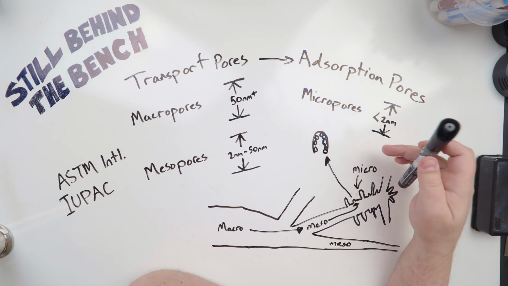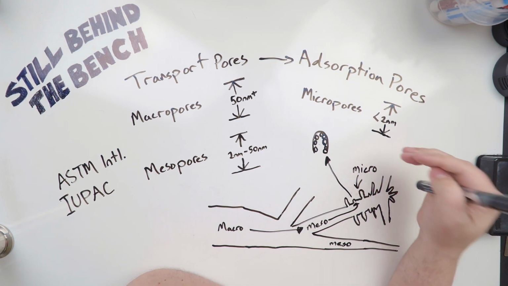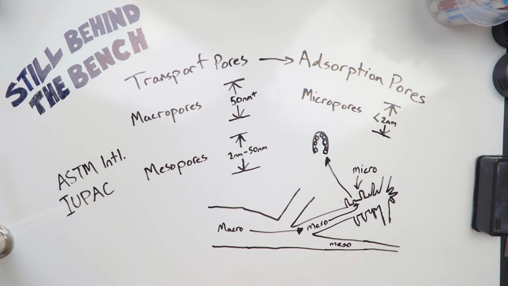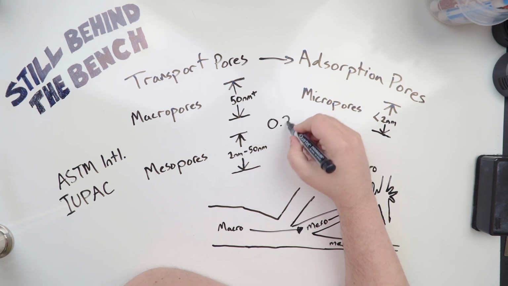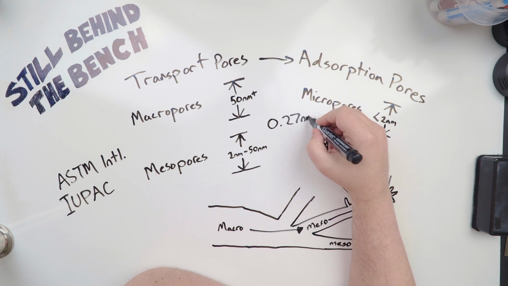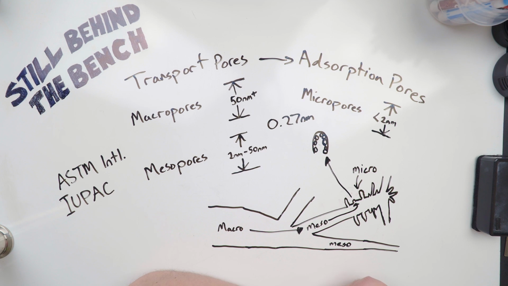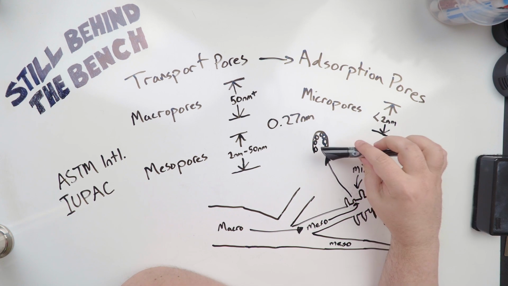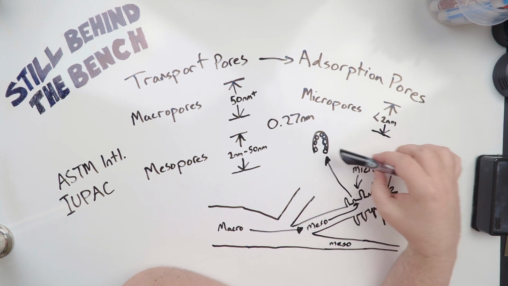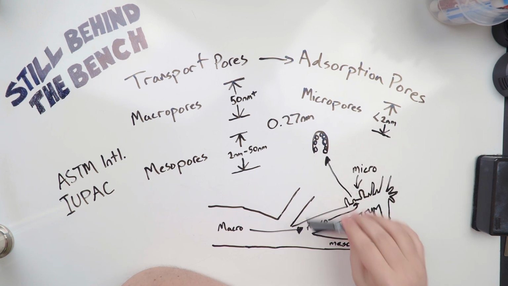And just to give you an idea, these micropores are about 2 nanometers and less, but the average diameter of a water molecule is 0.27 nanometers. So you could fit like 6 of them across just the mouth of one of the largest micropores, and then you could fill it all the way back.